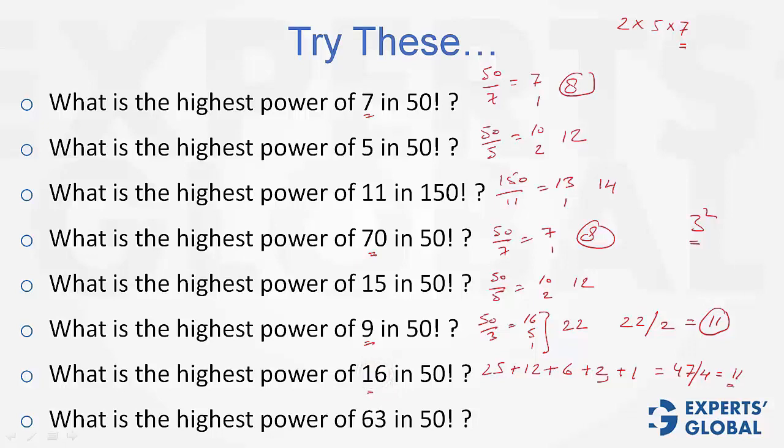Next, 63. Now 63 is 3 times 3 times 7. One may argue that 2 3's will occur later. 1 7 will occur sooner. You can always judge it.